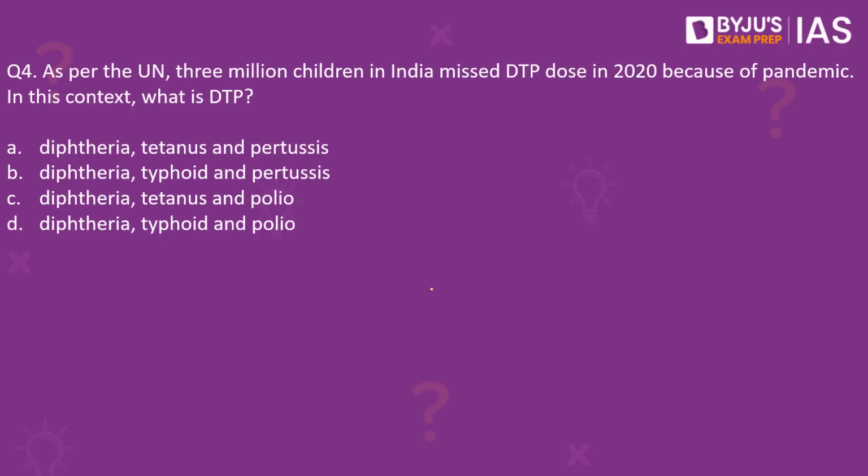Next, question number 4. As per the United Nations, 3 million children in India missed the DTP dose in 2020 because of the pandemic.